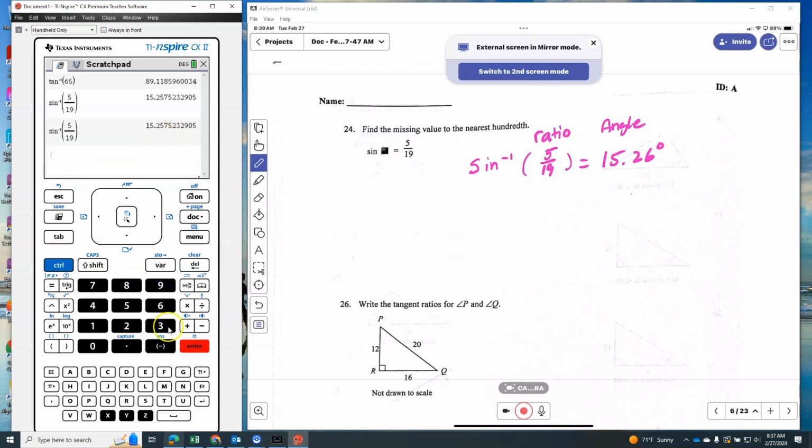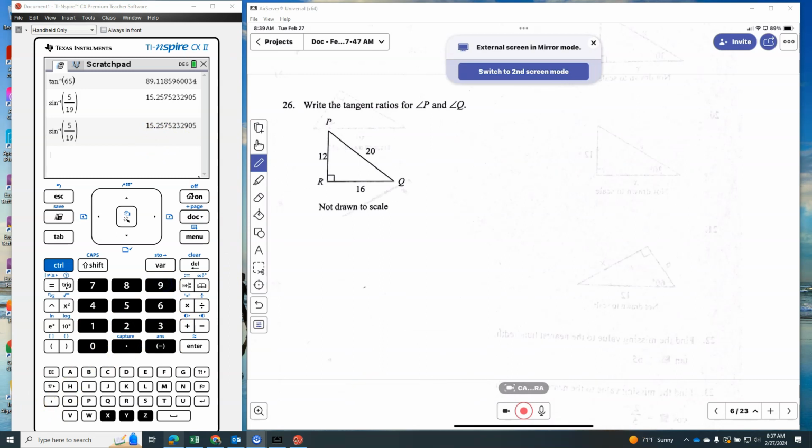You get 15.26. So 26, write the tangent ratios of angle P and angle Q. And remember I told you to memorize this statement. So, SOH CAH TOA. Also, you have an interactive foldable, so you can look at the statements. You don't have to memorize it. So write the tangent ratios of P. So I'm going to write tangent of P. Tangent of P is opposite over adjacent.